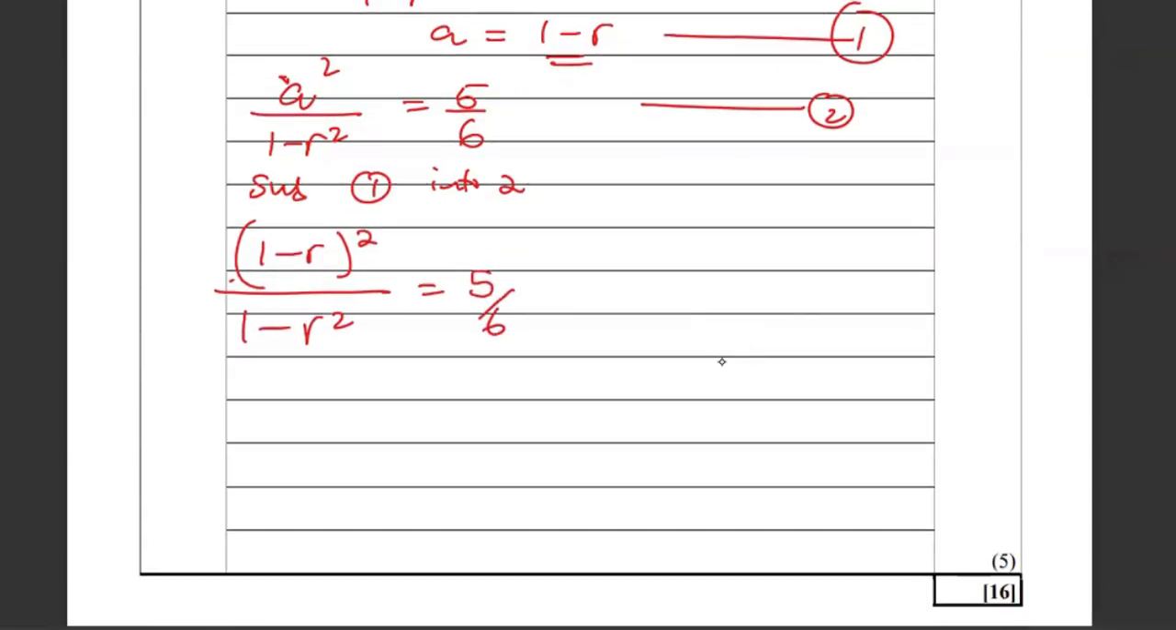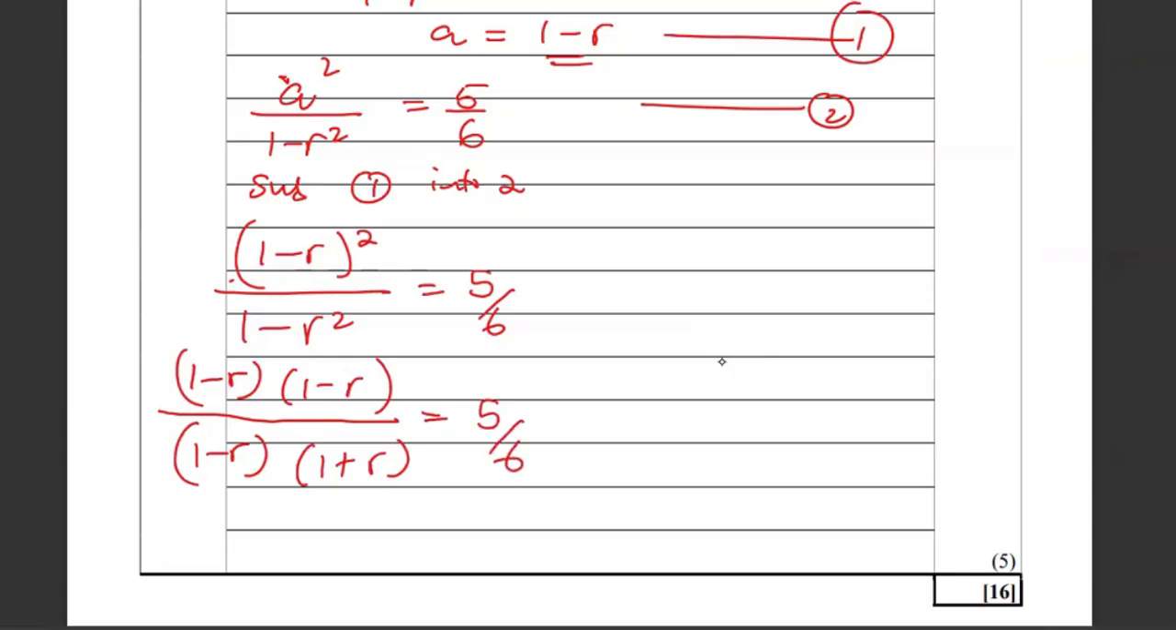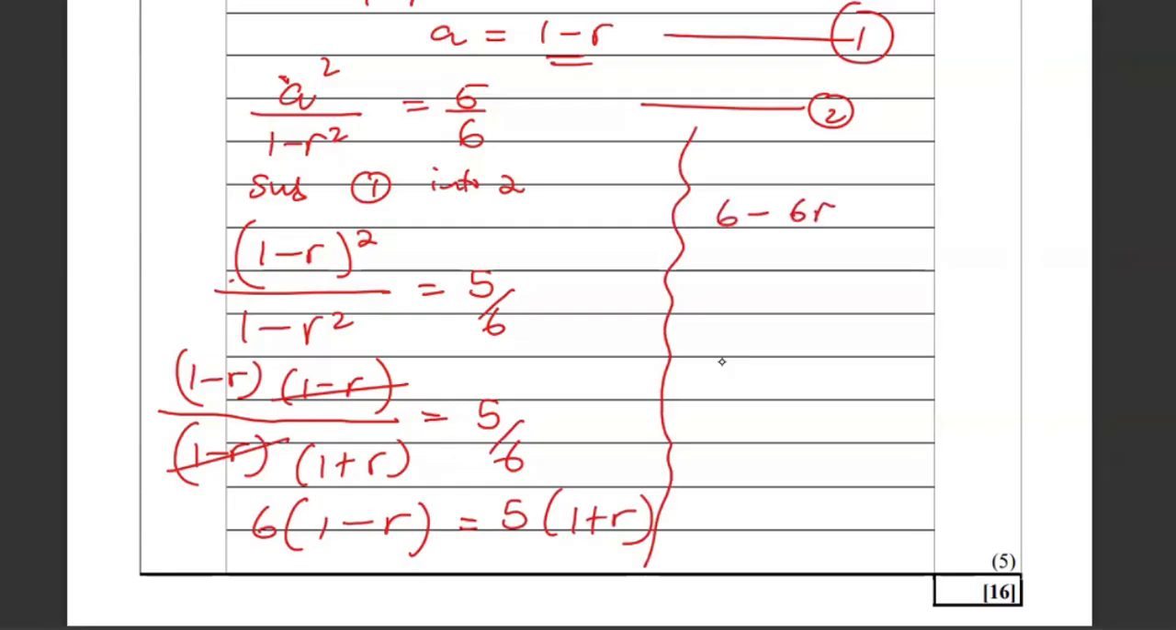Let's expand the top one, which is 1 minus r, into 1 minus r. Let's use a difference of 2 squares at the bottom, 1 minus r, then 1 plus r should give us 5 over 6. So this cancels that. Let's try to cross multiply at this point. So 6 into 1 minus r should give us 5 into 1 plus r. Okay, so let's see, opening that, we shall have 6 minus 6r. Opening the right-hand side, we shall have 5 plus 5r.